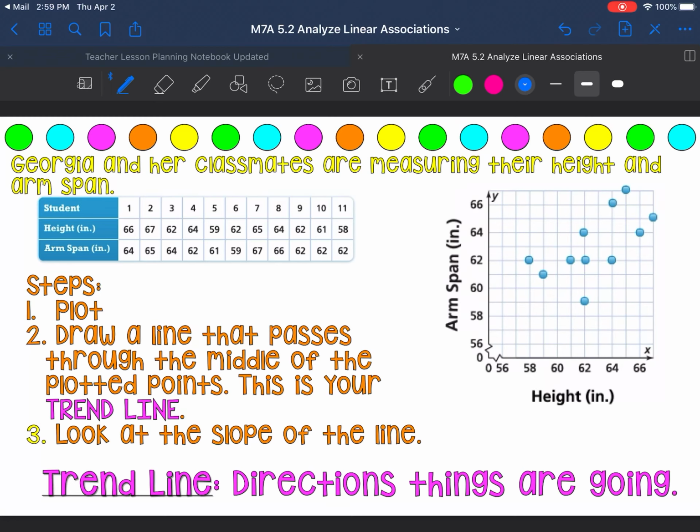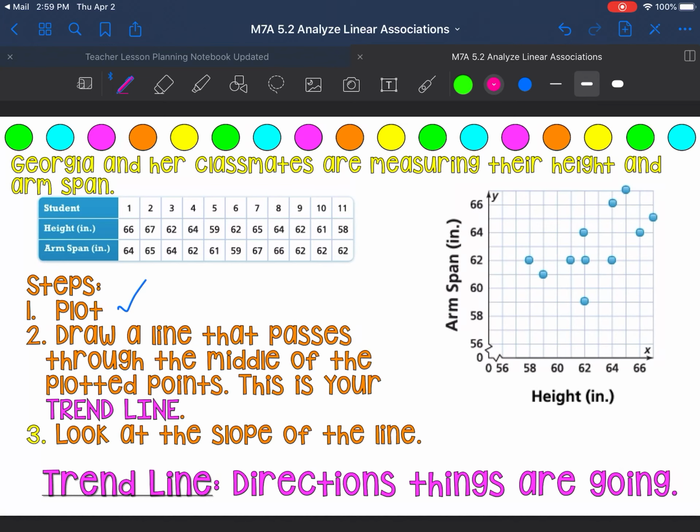Now to save a little bit of time, because we all know how to plot, we've gone ahead and plotted all of our points right here. So if you look at the graph, you'll see that everything has already been plotted. So that step is done. Now we can move on to step 2.